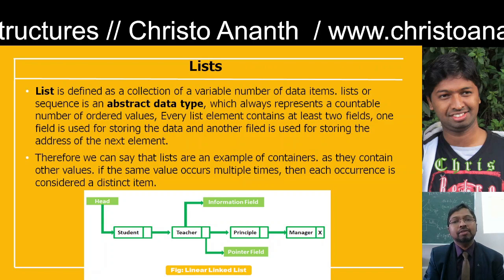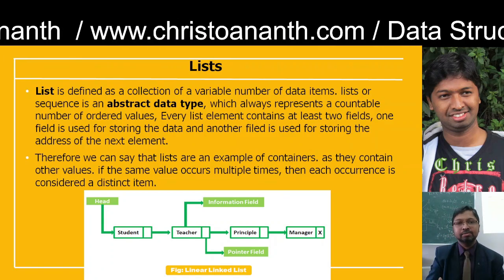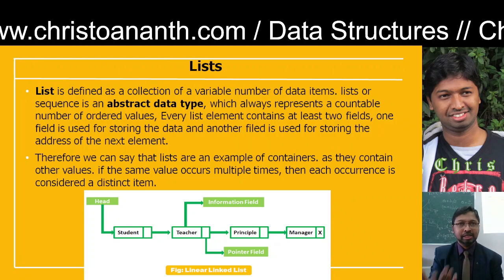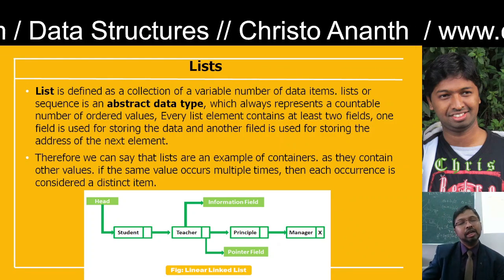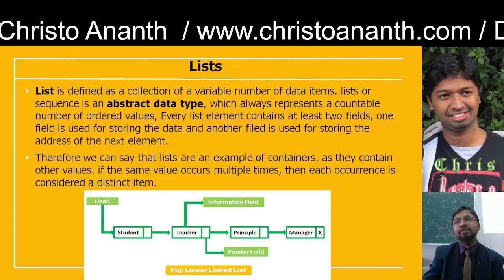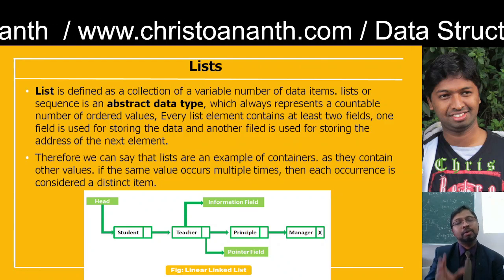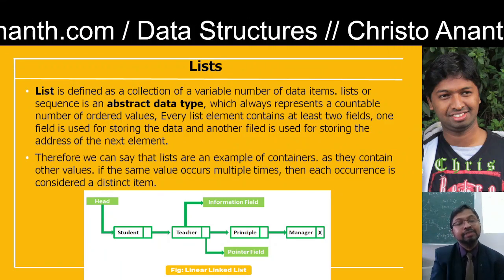Next you will have the list. It is a collection of a variable number of data items. A list or sequence can be called an ADT, abstract data type, which represents a countable number of ordered values. Every list element will have at least two fields: one field for storing the data and another field for storing the address of the next element.